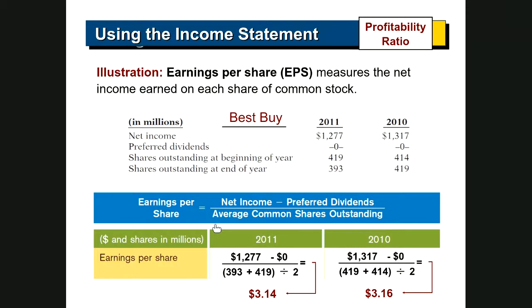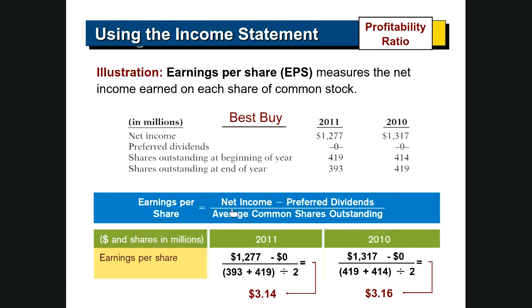The earnings per share is always calculated for the common shareholders. We have common dividends for common shares, and we have preferred dividends for preferred shares. The preferred dividends are paid to preferred stocks, right? So we have common stocks and we have preferred stocks.